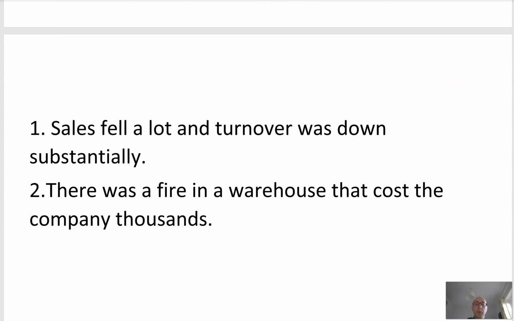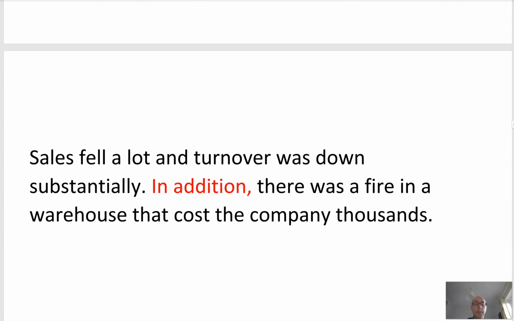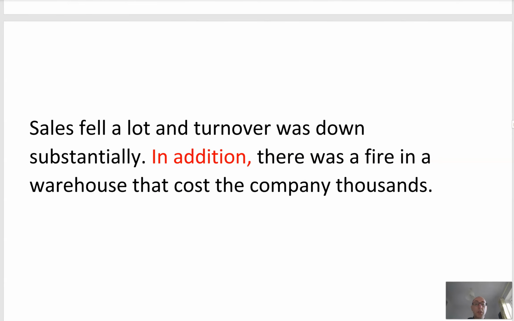So we're going to simplify the sentences a little bit about this company. Sales fell a lot and turnover was down substantially. That's number 1. Number 2, there was a fire in a warehouse that cost the company thousands. We're talking about problems for the company. And number 2 is another problem for the company. We want to add it on and connect 2 to 1. So we can use in addition. Sales fell a lot and turnover was down substantially. Full stop. In addition, comma.